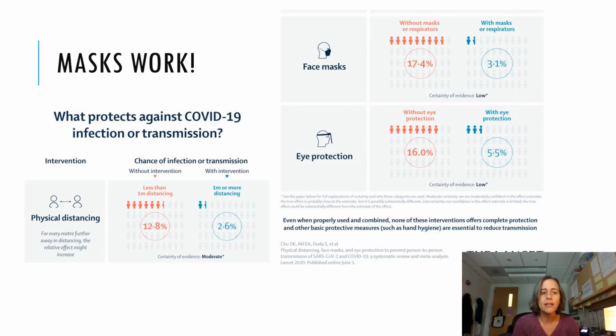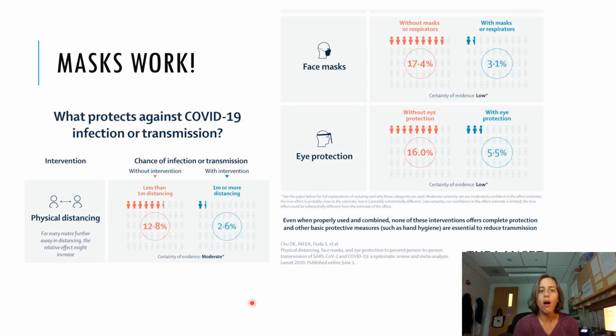Another example, right, of barriers in terms of personal protective equipment or physical barriers. Well, actually, we have a few here. So we've got physical distancing. Again, this was a very early study in 2000 looking at rates of transmission under different circumstances. So with less than 3 feet of distancing, 12.8% of people got infected. With 3 feet or more of distancing, only 2.6% got infected, right? Face masks, 17.4% without, 3% with. Eye protection, which was really important for healthcare workers specifically, 16% without, 5% with.